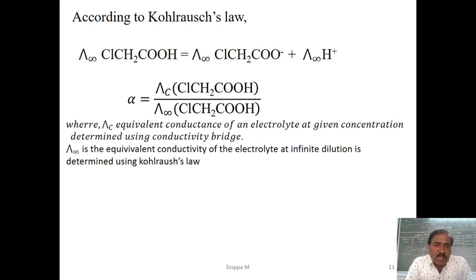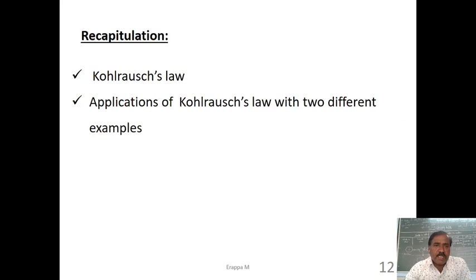So here it is a simple ratio: alpha is equal to lambda C divided by lambda infinity. Lambda C is the equivalent conductance at a particular concentration, found by conductivity measurements, and lambda infinity is the equivalent conductance at infinite dilution, which can be calculated using Kohlrausch law. Lambda C is determined using a conductivity bridge, and lambda infinity, the equivalent conductivity of the electrolyte at infinite dilution, is determined by Kohlrausch law.